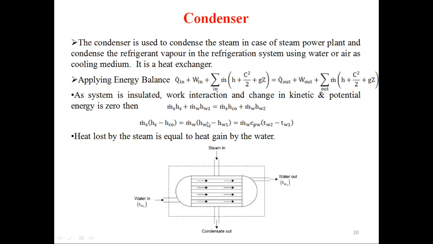Now you can replace this hw2 minus hw1 with Cpw (Tw2 minus Tw1). Tw2 is the temperature of water leaving the system. Tw1 is the temperature of water entering the system. So we can say heat lost by steam is equal to heat gained by water.